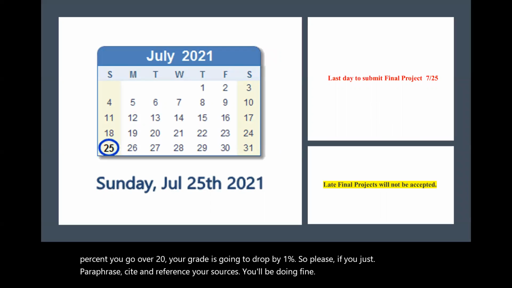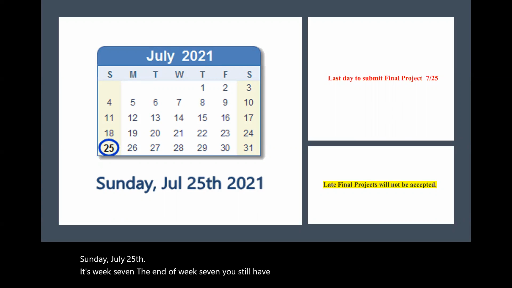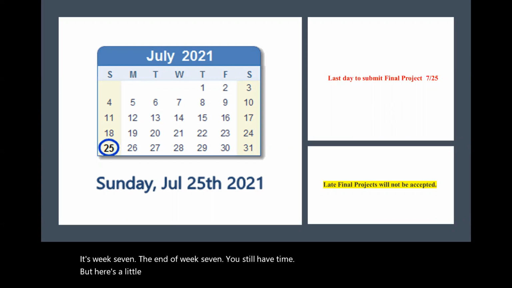As I've said more than once, don't panic. You have 7 weeks to do this. It's not due until Sunday, July 25th. That's week 7, the end of week 7. You still have time. But here's a little twinge though. No late papers will be accepted.